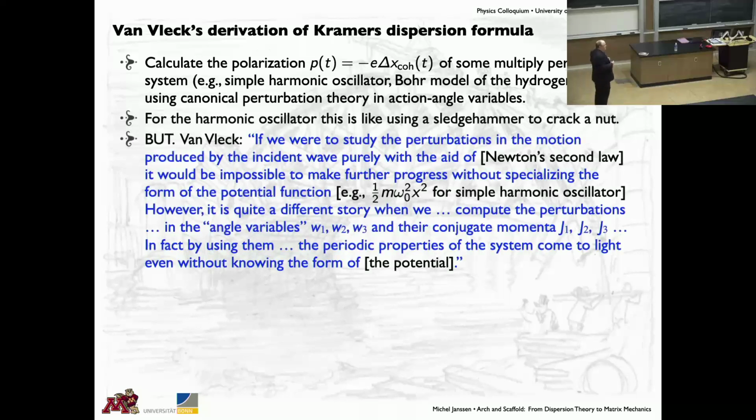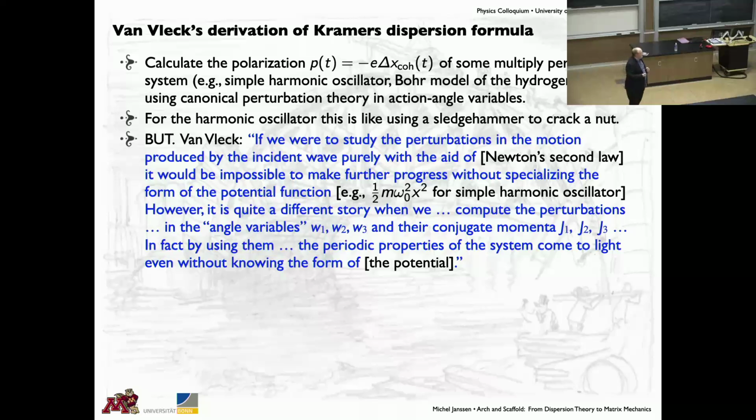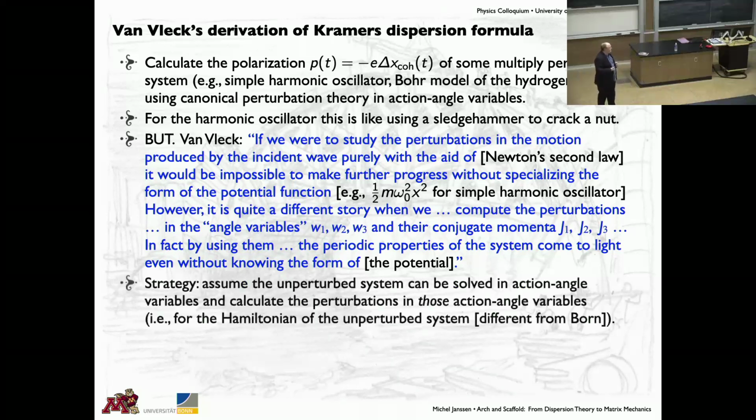But Van Vleck explains, he says, "Look, if we were to study that just using Newton's second law, it would be impossible to make further progress without specializing the form of the potential function. However, it is quite a different story when we compute the perturbation in angle variables W1, W2, W3, and their conjugate momentum. In fact, by using them, the periodic properties of the system come to light even without knowing the form of the potential." Right? And it was, of course, in that context that these variables were introduced in celestial mechanics.